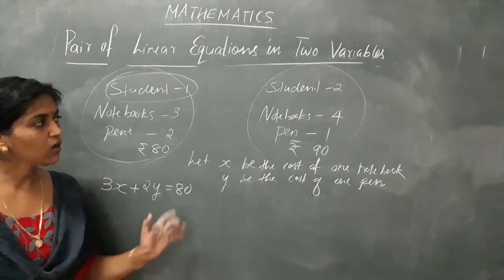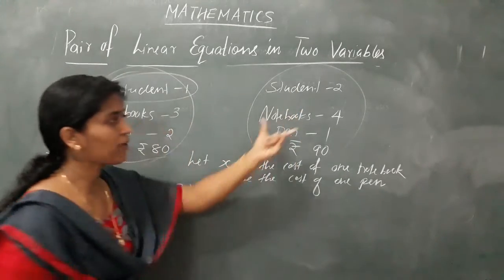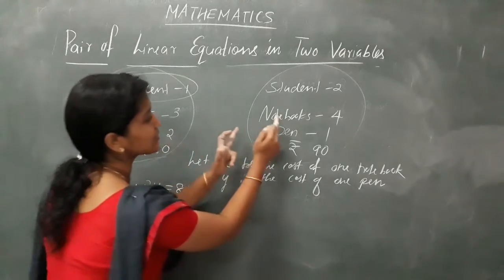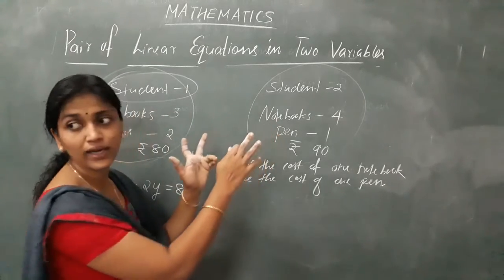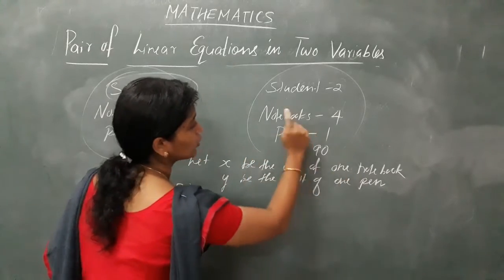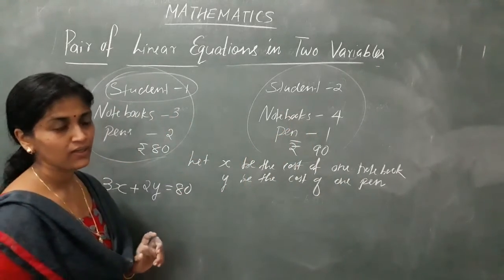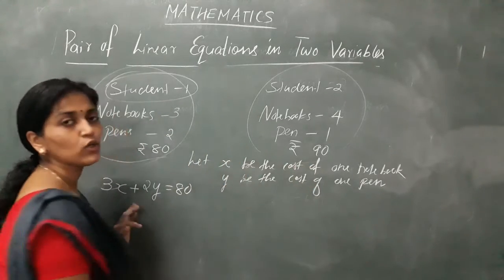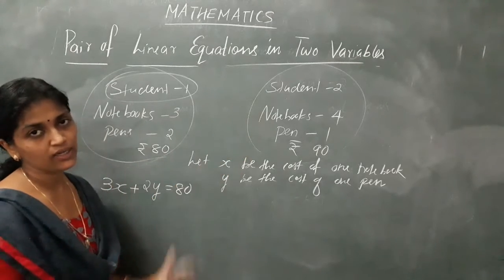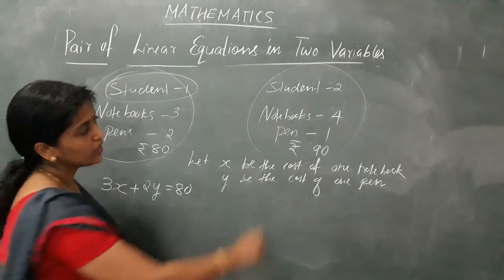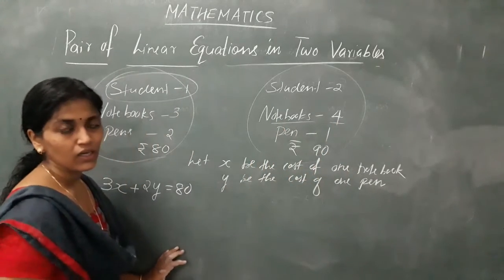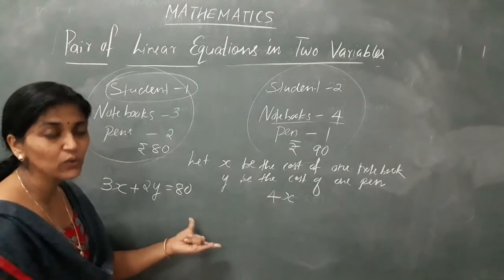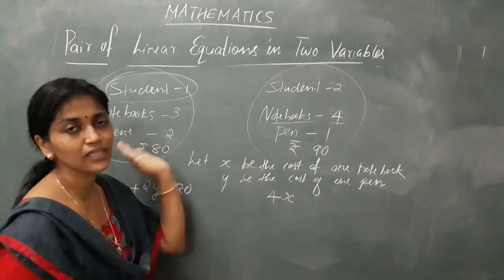Clear? Now student 2. In the same way we can form a linear equation for student 2. But keep in mind they both are buying the same notebook. That is why we can take the cost of one notebook as x here. If they were not buying the same notebooks, we could not take the cost of one notebook as x for both conditions. Clear? So here 4 notebooks are being bought, so the total cost will be 4x. The same x we can use because they both are buying the same notebooks.